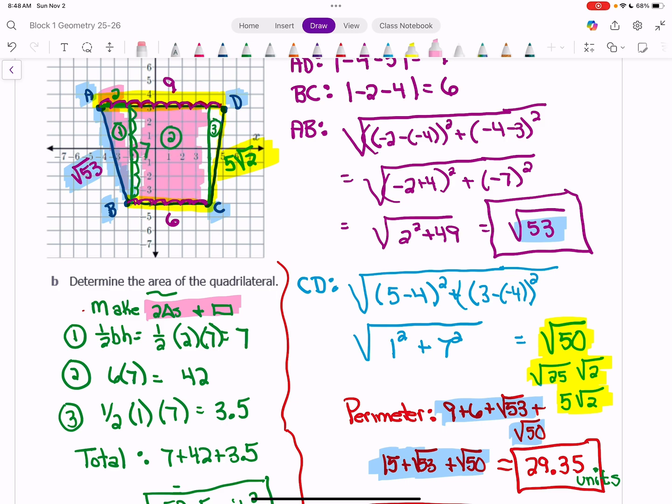6, 7, that's so bad. Okay, anyway, and you get 42. That just occurred to me.